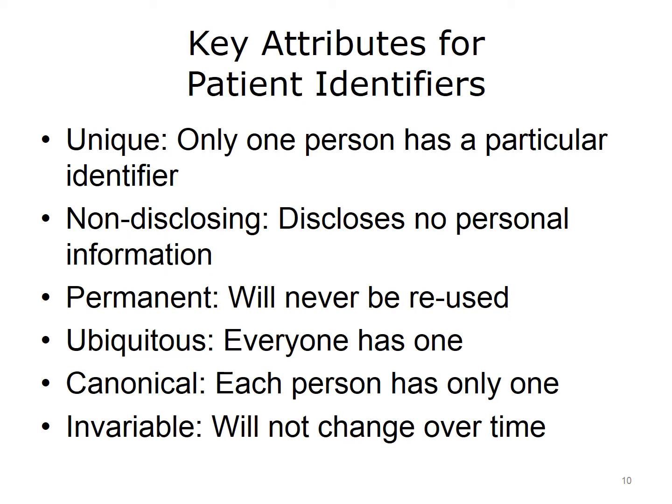The identifier should be permanent, so that once it's assigned to an individual, it's never reused for anyone else. The identifier should also be ubiquitous, in that everyone should have one. In addition, the identifier should be canonical, so not only should they be unique in every person having a unique identifier, but each person should have only one and not multiples. Finally, the identifier should be invariable. In other words, it should not change over time.